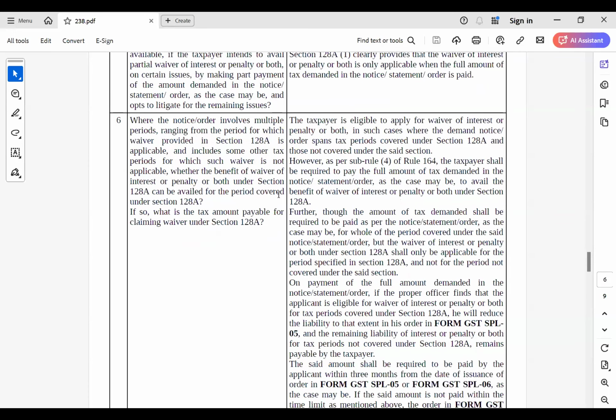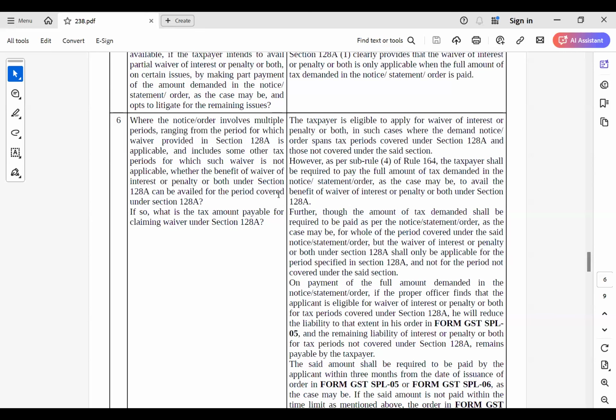Now coming to the next point, where the notice or order involves multiple periods, ranging from the period for which the waiver provided under section 128 is applicable and includes some other tax period for which such waiver is not applicable. Whether the benefit of waiver of interest and penalty or both under section 128A can be availed for the period covered under 128A. If so, what is the tax amount payable for claiming waiver under section 128A?